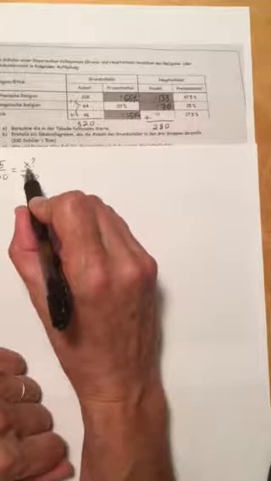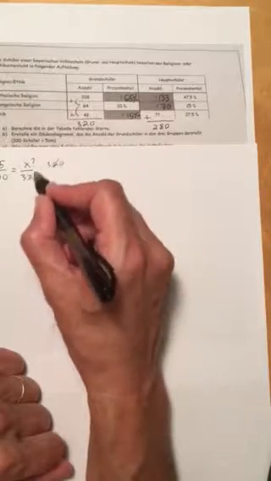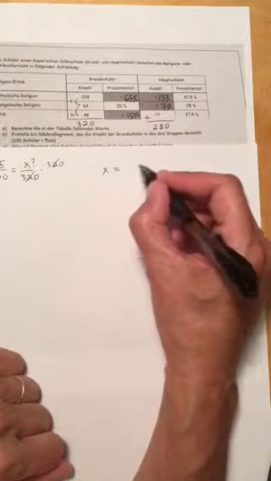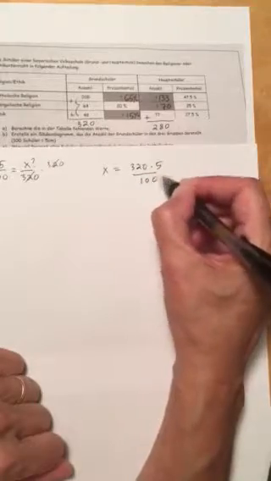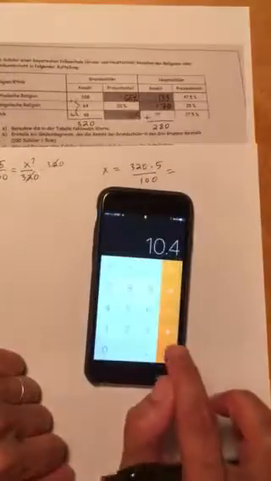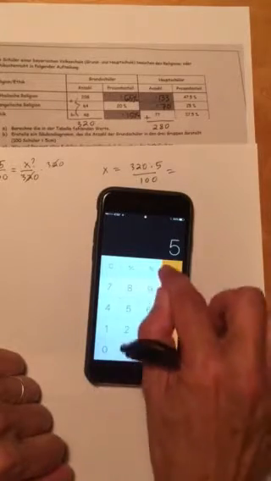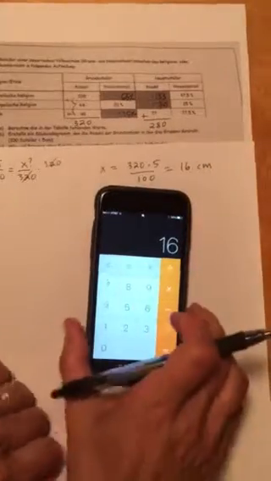So the way you solve is you multiply both of these by 320. So this cancels out, and you get 320 over here. And so then you have X is equal to 320 times 5 divided by 100. So 320 times 5 divided by 100 is 16. So 16 centimeters. Okay, good. So that was just a little bit of background work.